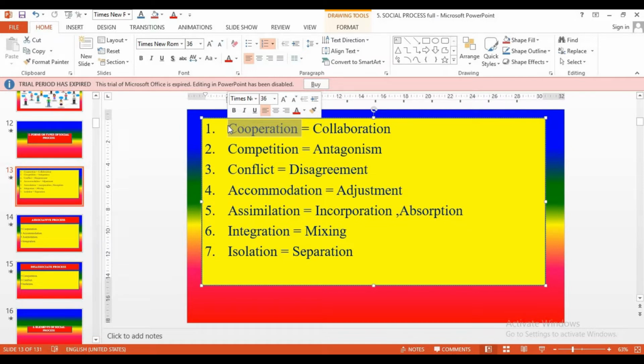Just imagine our college, first year, second year. Every student is together, cooperating with each other and with faculties, which means collaboration. Then after some days, competition will start. Competition among the students. For example, two students may be more intelligent or scoring maximum marks, both of them having more combat with each other.